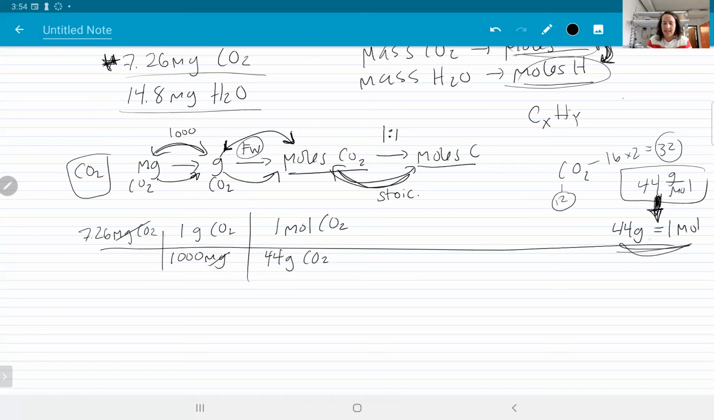And then when we see these, we can easily plug those in, right, for in our dimensional analysis tables. Okay, but back to our math. All right, so now we're in moles of CO2. Now I gotta get to moles of carbon.